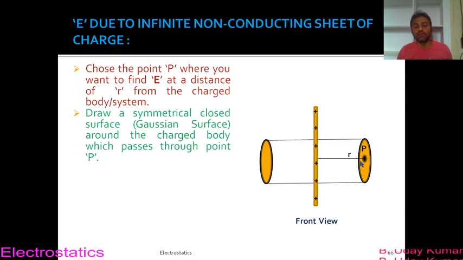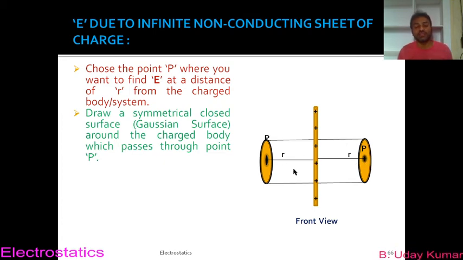Anyway, this is the Gaussian surface that we have constructed in such a way that it passes through point P. Remember, the cylinder that we have drawn here is an imaginary cylinder. Actually it doesn't exist, but it has to pass through point P and it has to be symmetrical. That is what I said.